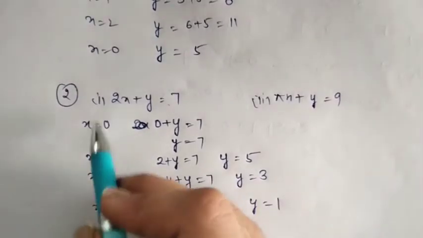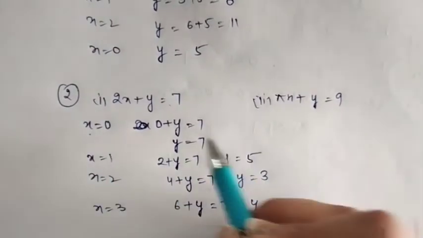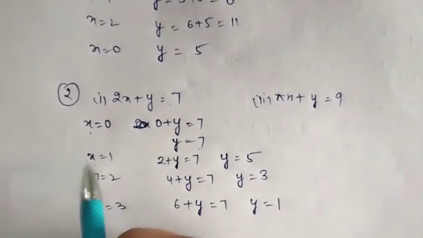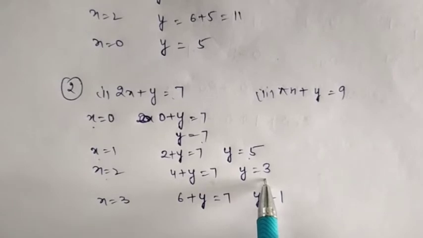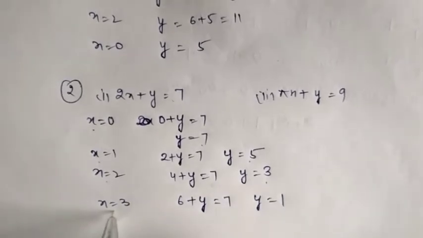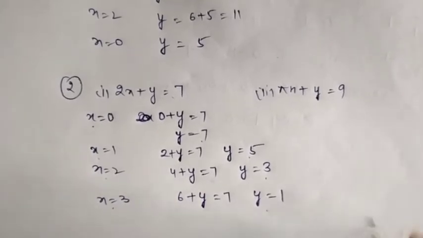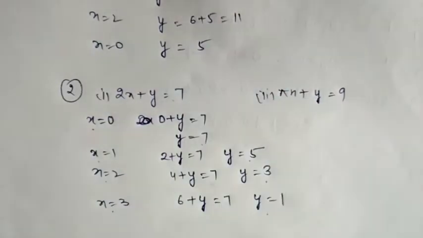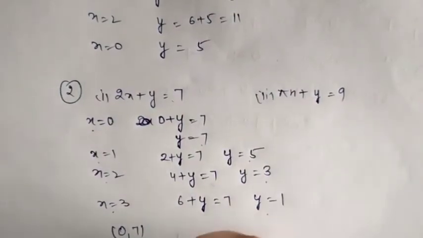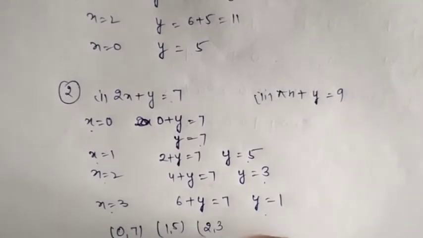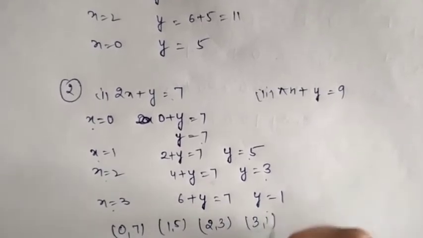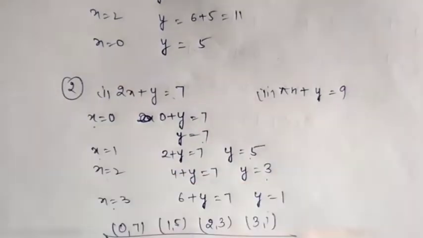So when we have x equals to 0, y equals to 7, we have x equals to 1, y equals to 5, we have x equals to 2, here we get y equals to 3, and when we put x equals to 3, we will get y equals to 1. It means the solutions of this particular equation are (0, 7), (1, 5), (2, 3) and (3, 1). Okay, so this is the solution of this particular equation.